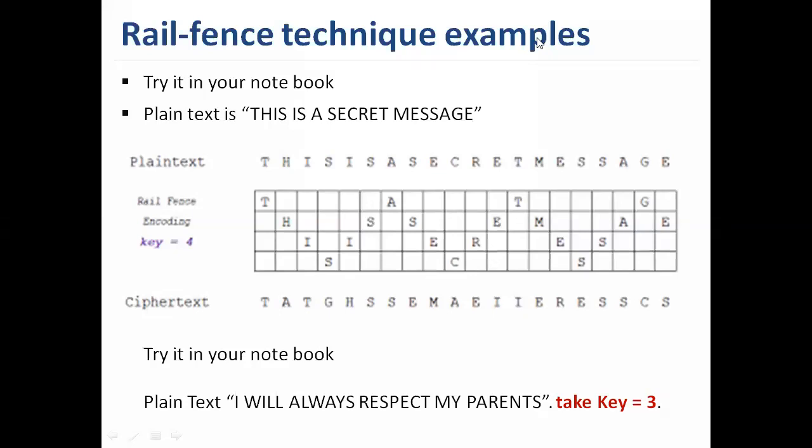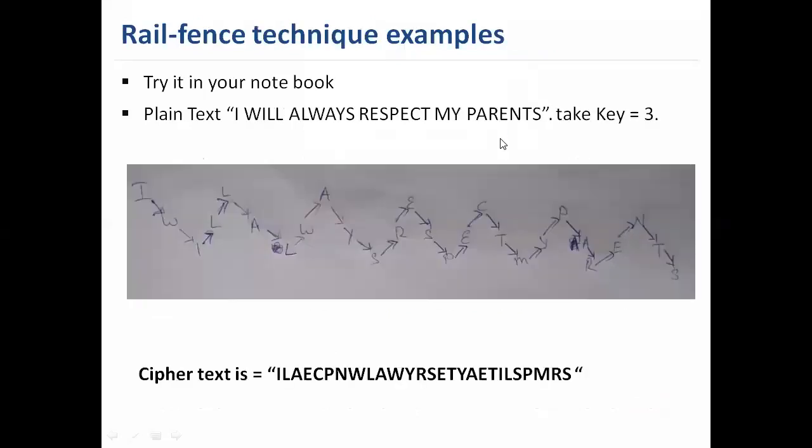Okay, so very nice. So let us see the answer of this, it is this one. You might have done your example in this way. You might have written my parents. Okay, so this is our cipher text. Any doubt over the rail fence?